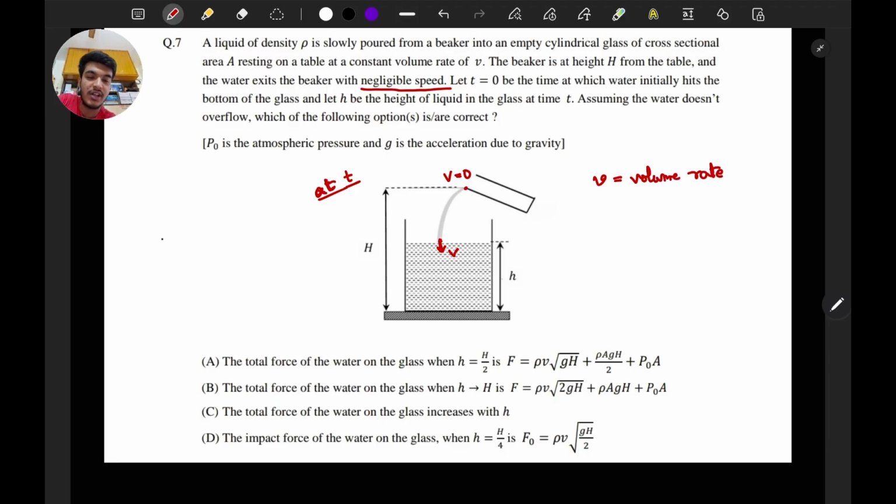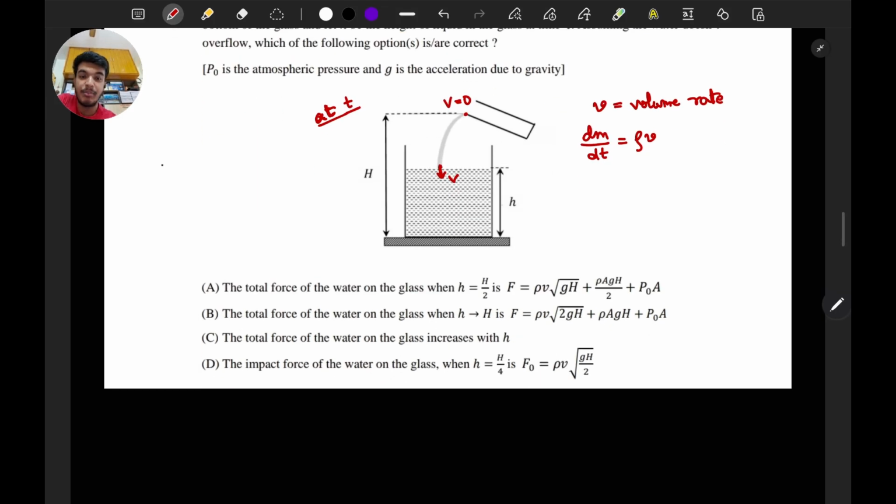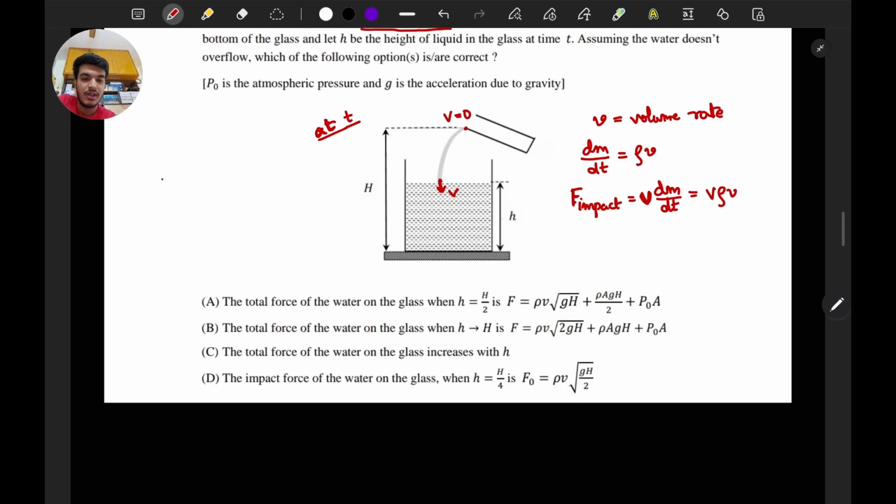I can say the rate of mass of water that is creating an impact here, dm/dt, would be density into volume rate, so this is rho V. All right, so my dm/dt is rho into V, the V which has been given in the question. So the force of impact would essentially be v, the velocity, times dm/dt. Am I right? So it would be v times rho times the volume rate. Now what is this v?